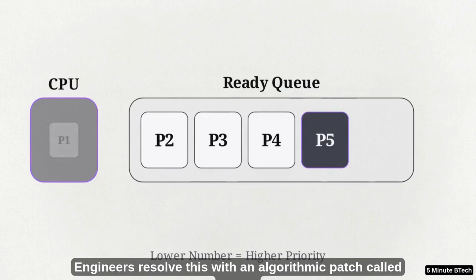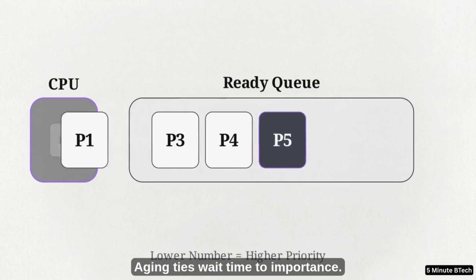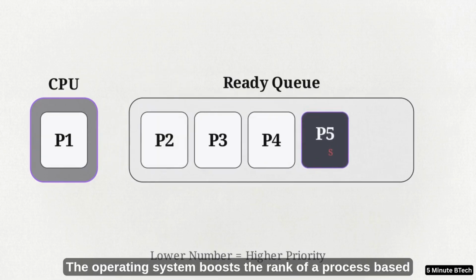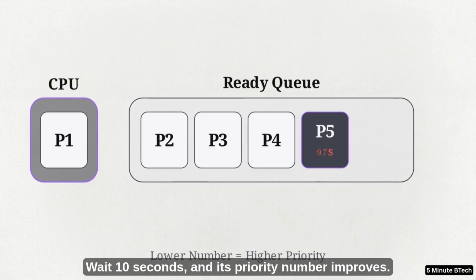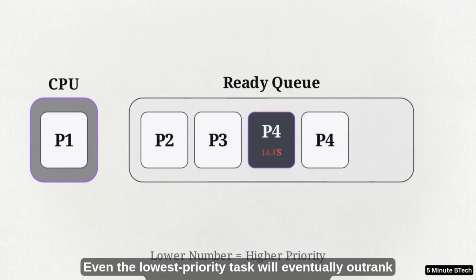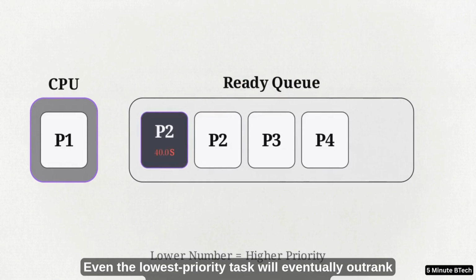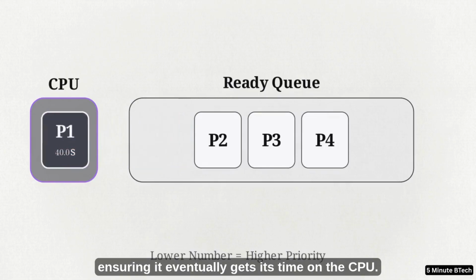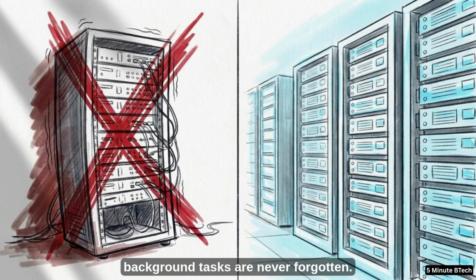Engineers resolve this with an algorithmic patch called aging, which tracks the time a process sits idle. Aging ties wait time to importance. The operating system boosts the rank of a process based on how long it has been waiting in the queue. Wait 10 seconds, and its priority number improves. This creates a mathematical certainty. Even the lowest priority task will eventually outrank everything else in the system, ensuring it eventually gets its time on the CPU. Aging ensures that while the system remains responsive to emergencies, background tasks are never forgotten.